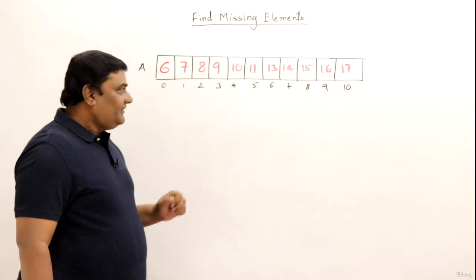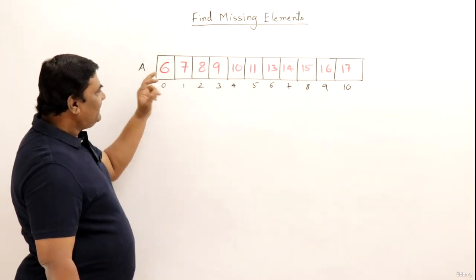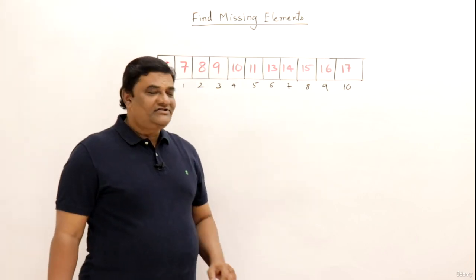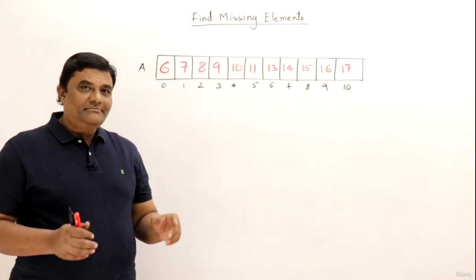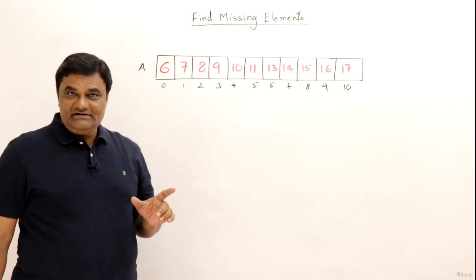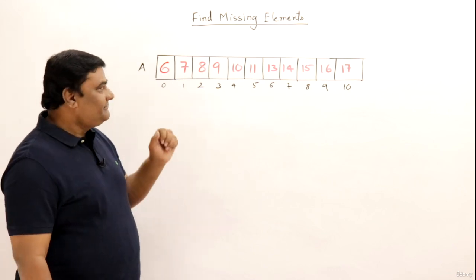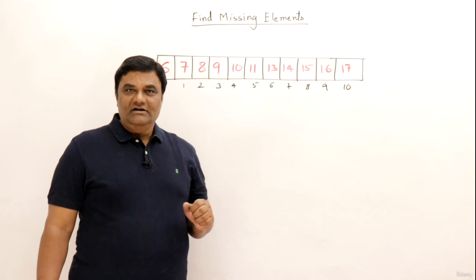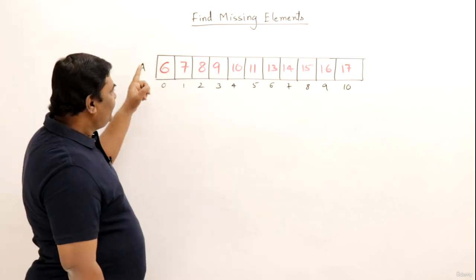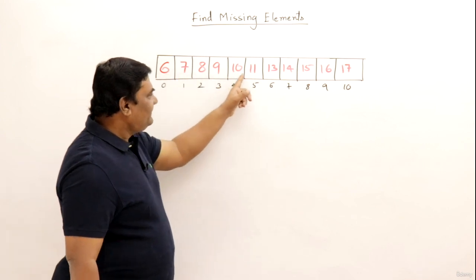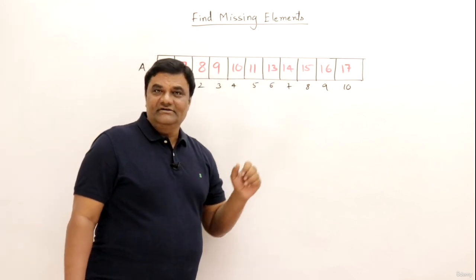Now here I have an array of elements. The starting number is 6. It is not the first natural number, and the last number is 17. So first of all, I should know what the starting number is and what the last number is, right? And in this one, one of the elements is missing. These elements are already sorted and one of the elements is missing. So I'll show you which element is missing: 6, 7, 8, 9, 10, 11, 12 is missing in this one.